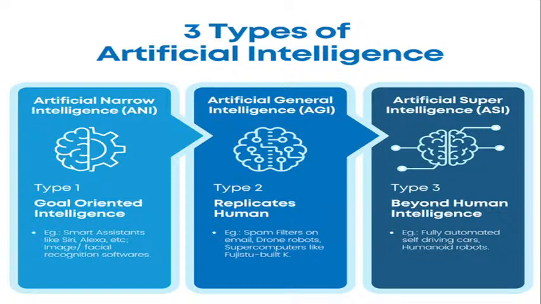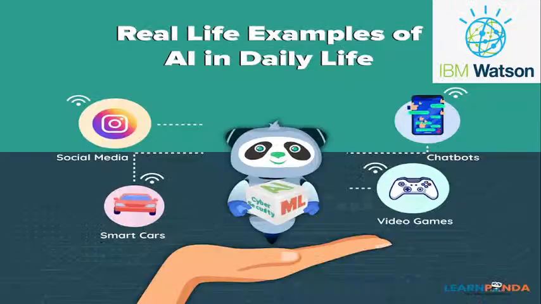And humanoid robots like Sophia, but more advanced than Sophia also. These are the three types of artificial intelligence we have. And coming to real life examples of AI in daily life: Instagram, social media. I have told all of you that when we want to share something with some person, when we frequently share posts or reels with a particular person, then when we click the share button, it will automatically show first the person we are sending to frequently.